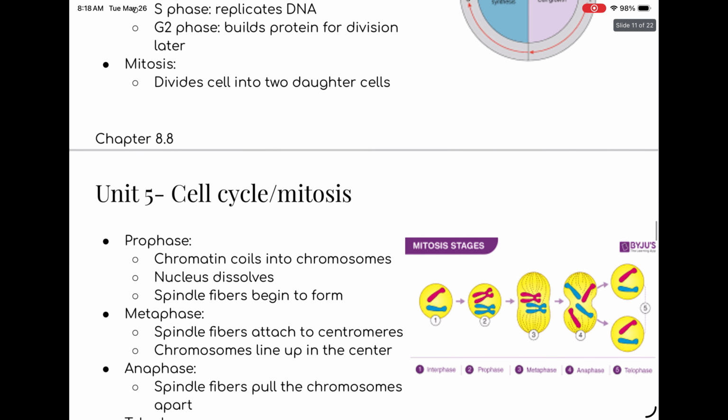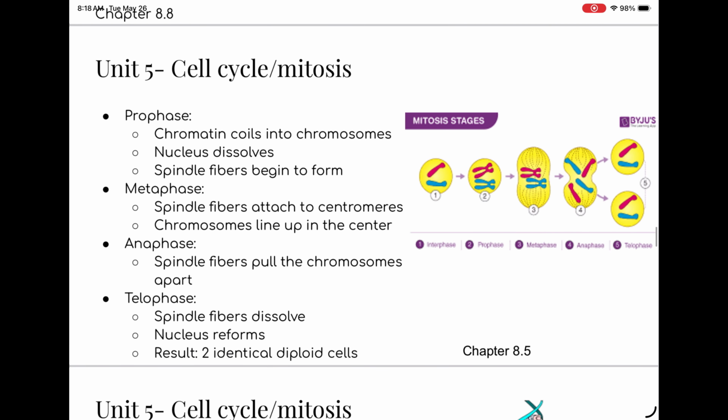Starting at the first step of mitosis, prophase is when chromatin coils into chromosomes, and then the nucleus dissolves and the spindle fibers begin to form. So the cell is preparing to split.